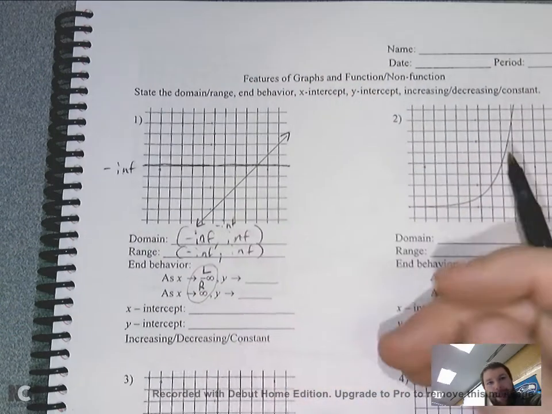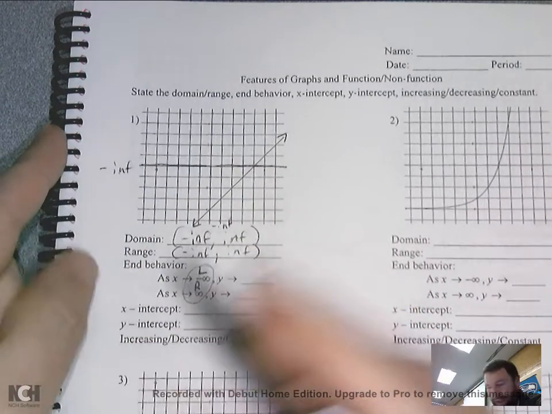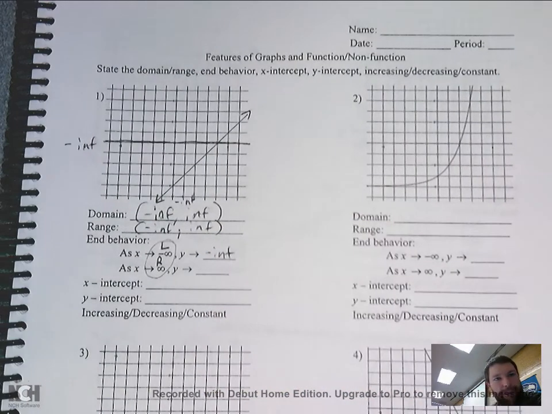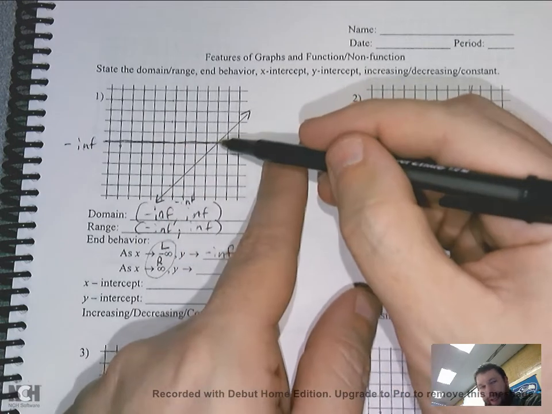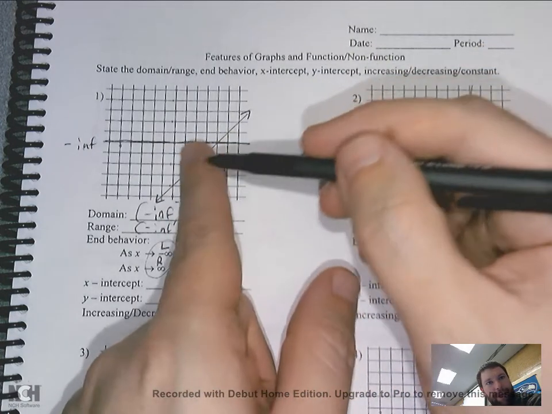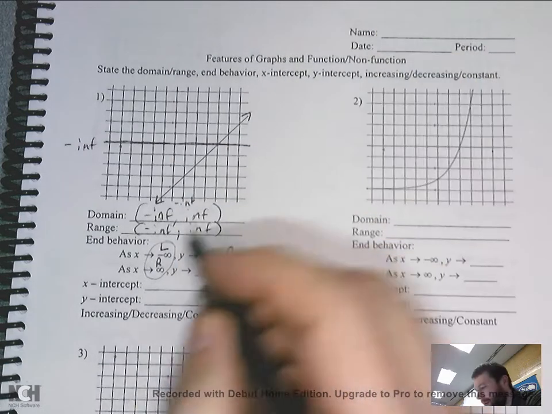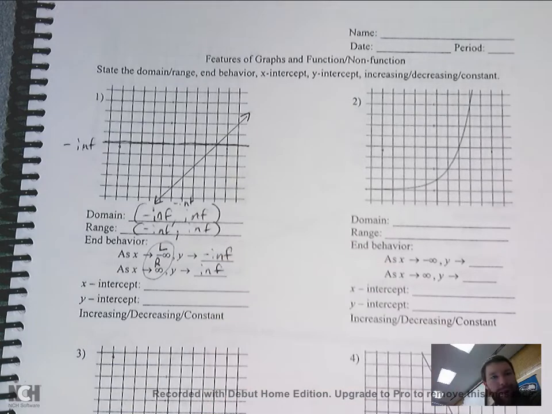Okay? This one, as we go left, is going down. So that's going to negative infinity. Okay, so as it goes to negative infinity on the X, it's going to negative infinity on the Y. Okay? As it goes to the right, or positive infinity on the X, it is going up. Right? So as you go right, it goes up. That's to the positive infinity on the Y. So as you go to positive infinity on the X, Y goes to positive infinity as well.